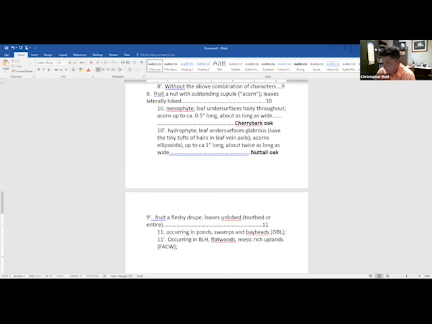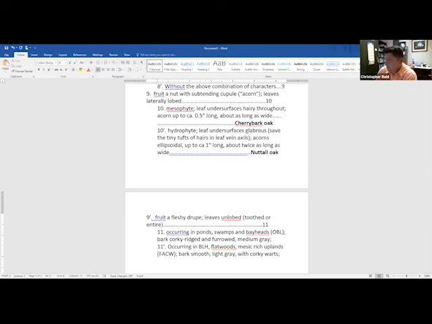All right, bark. Bark corky, ridged, furrowed, medium gray. Bark smooth, light gray with corky warts. I don't know if I did a great job separating those two, but certainly sugarberry bark is unique.